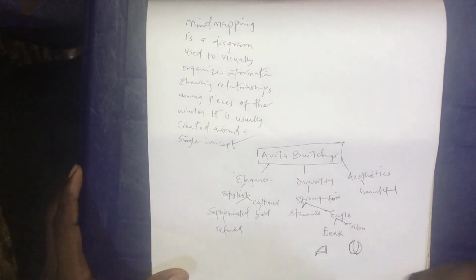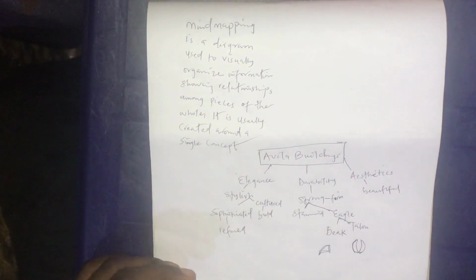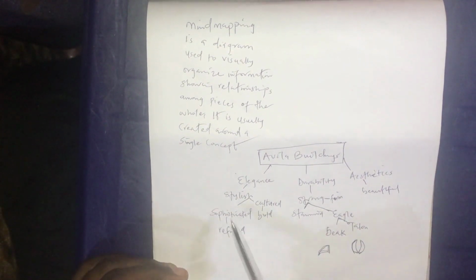So when doing a mind mapping, you can get many things. You can get your colors. Remember, if you want the video on that, just let me know in the comments.